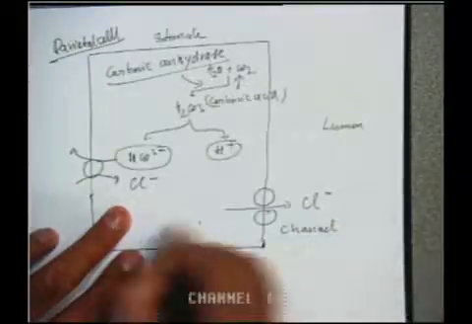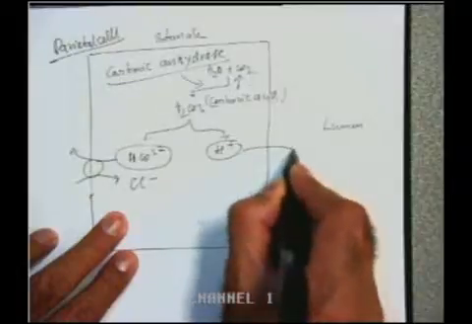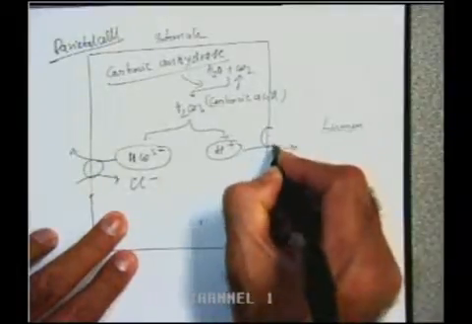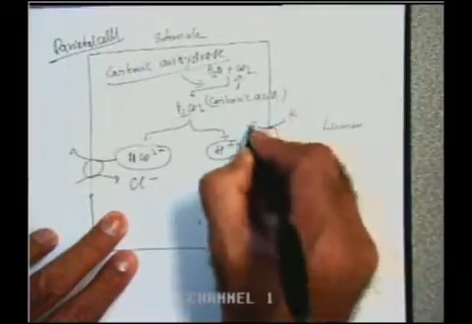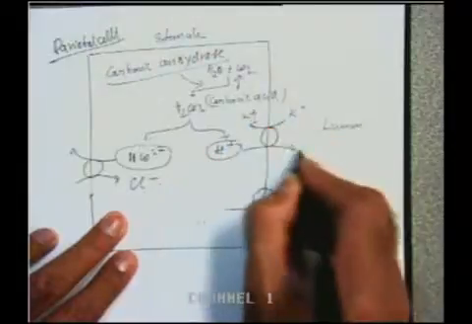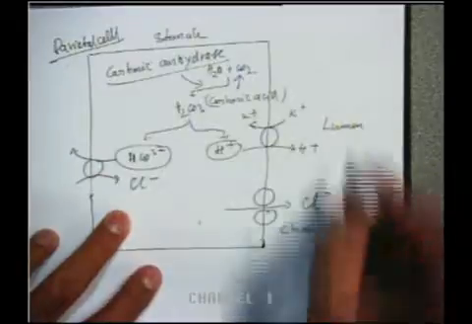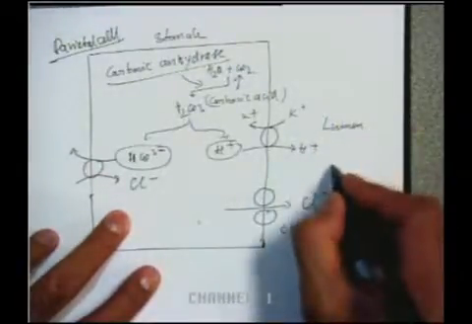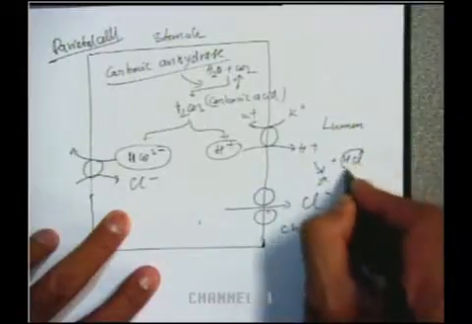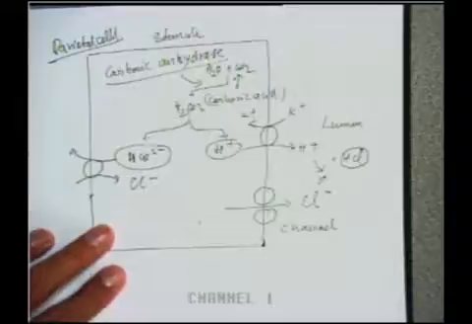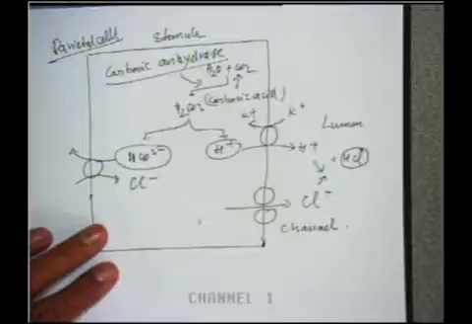This H plus ion will move outside too, and there is a transport mechanism where potassium is coming in, and the hydrogen is going out. So now you get H plus and Cl minus in the lumen, and they form hydrochloric acid. This one and this one form hydrochloric acid. This is the very simple principle involved in hydrochloric acid secretion in the stomach.